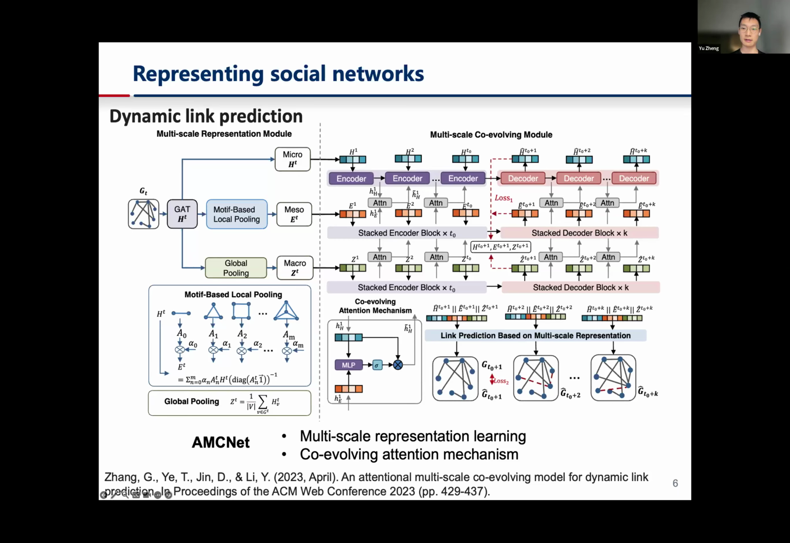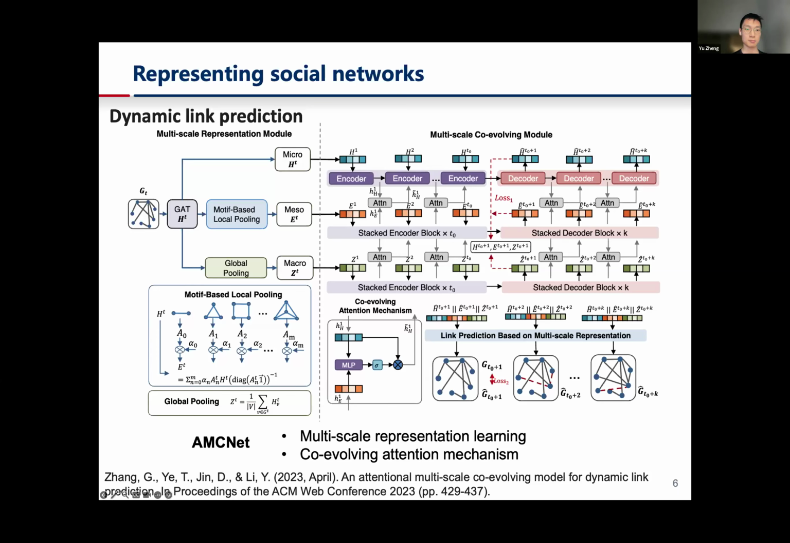And at the mesoscopic level, AMCNet enhances the representation by introducing motif-based local pooling. These motif-based graphs are constructed, and mesoscopic representations are obtained by performing weighted pooling on the learned microscopic representations. And for the macroscopic level, a global pooling method is used to encode the entire graph information.